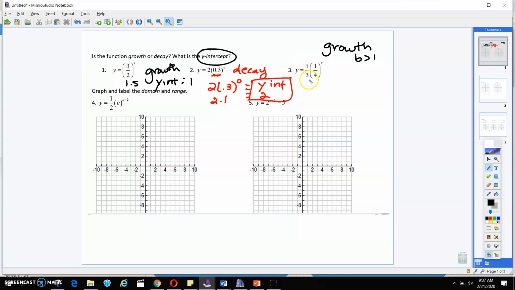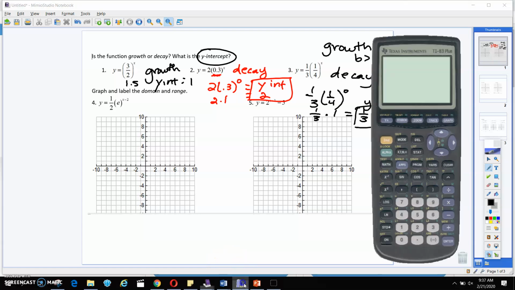All right, on 3, is it going to be growth or decay? And my y-intercept, if I plug in 0 into my equation, I'm going to get 1/3 times 1. Well, we know that 1/3 times 1 is 1/3, so my y-intercept is going to be 1/3. For y-intercepts, you're going to plug in 0. For x-intercepts, we're going to set it equal to 0.